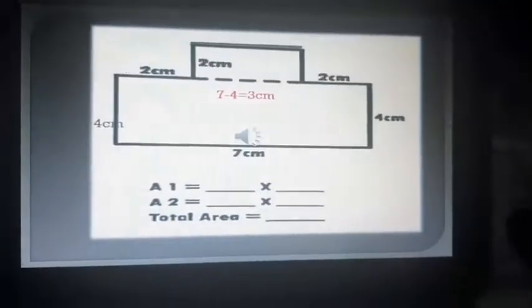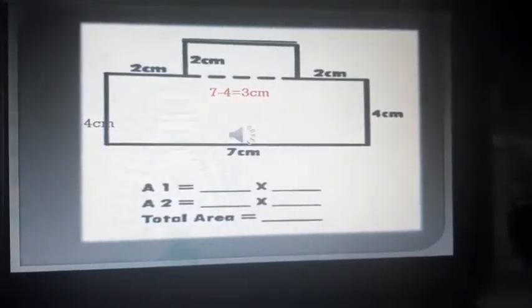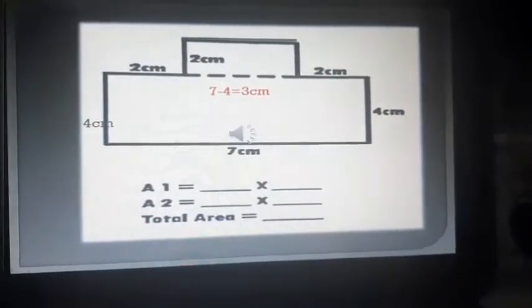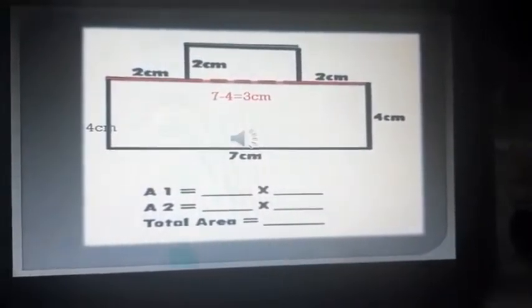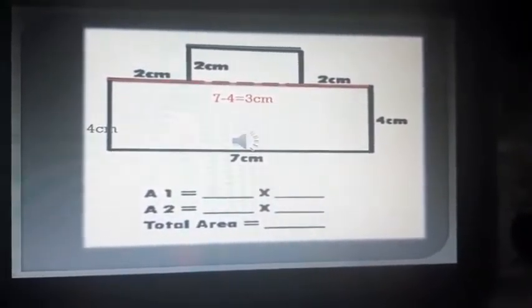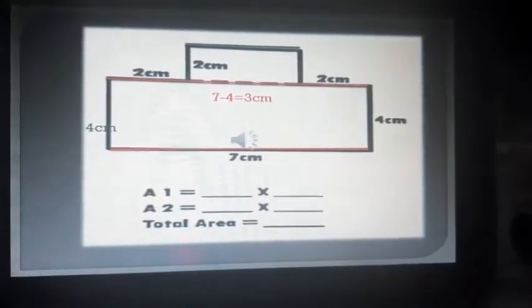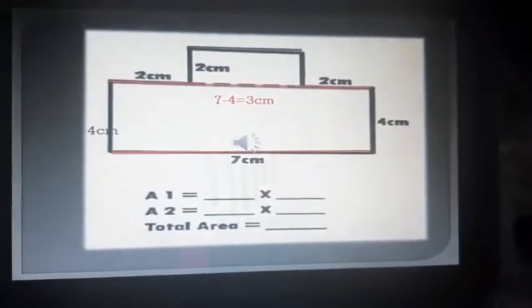Another, I have here another complex shape. Make a line to divide it into regular shapes. Okay, I have this side equal 7 centimeters, so the opposite side is also 7.